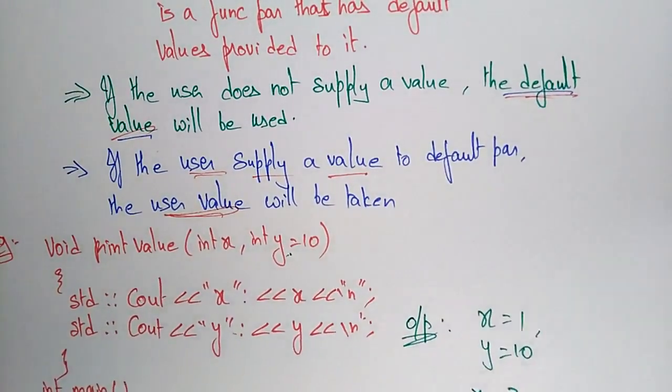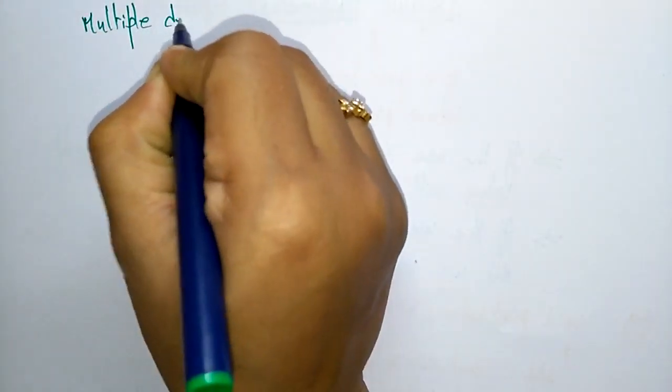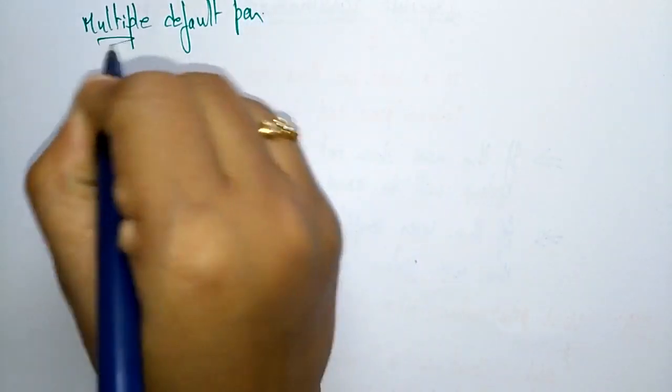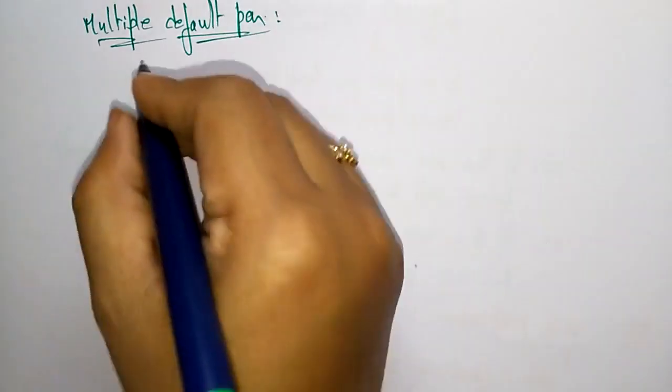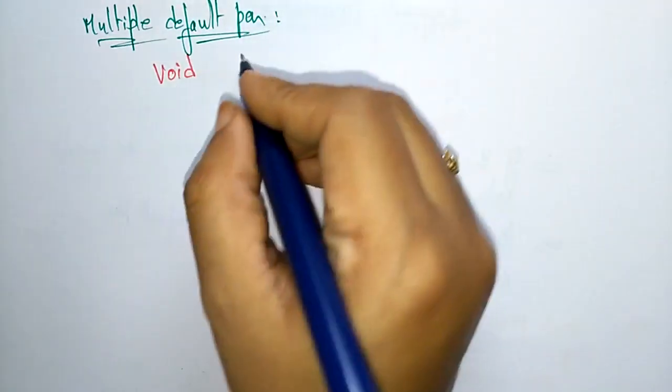So let us see multiple default parameters. Here we have taken only two variables, x and y. Now let us take multiple default parameters. A function can have multiple default parameters. Let us see an example for this. The same example I am taking, but with multiple values.